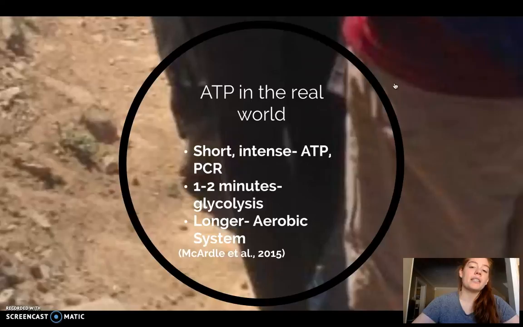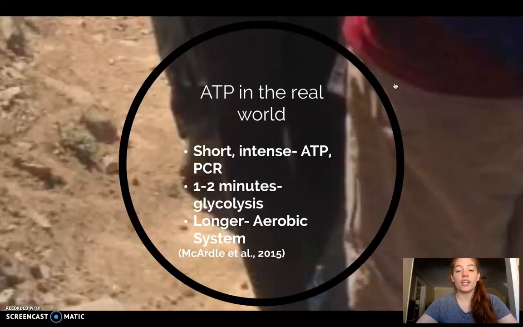Short, intense exercise, we're talking like less than a minute, just a short burst, is going to be using a lot of ATP and PCR. That ATP is already in your body. You're just going to use up that burst. 1 to 2 minutes of exercise is going to get you to glycolysis. In glycolysis, you're going to start transforming the glucose into energy. It's not just what's sitting there ready to go.